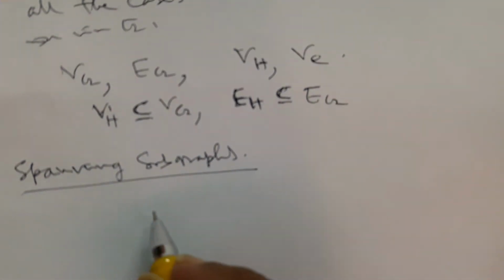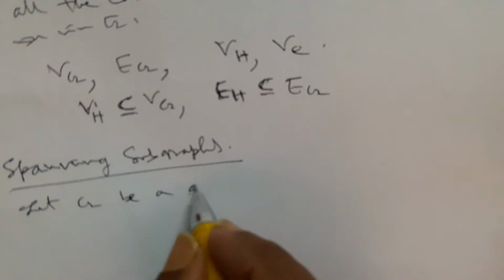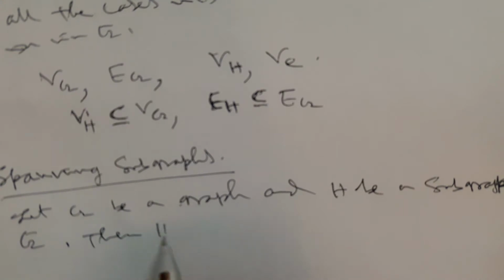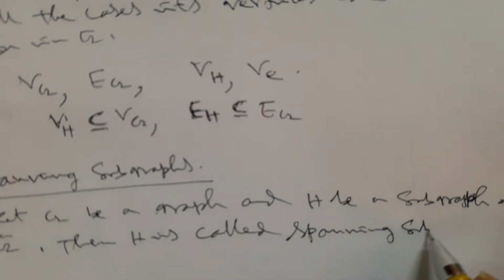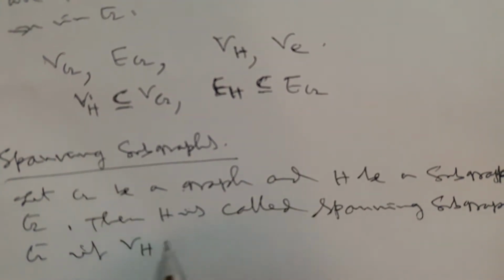Now we consider spanning subgraph. Let G be a graph and H be a subgraph of G, then H is called a spanning subgraph of G if VH is equal to VG.